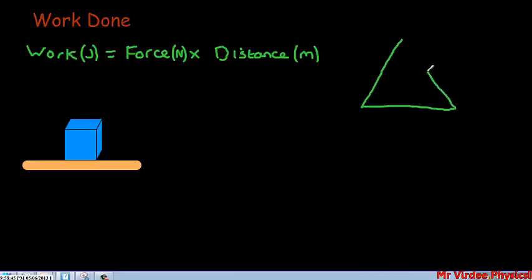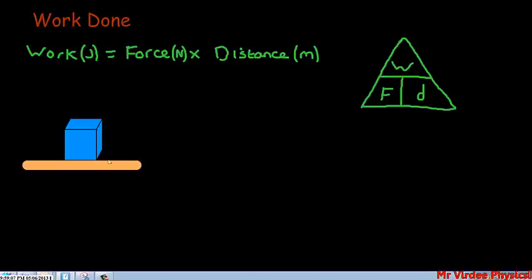Work is going to be simply force times distance, so you put work at the top of your triangle. We have force, and usually in physics distance is small d, like that. Now you're going to see that when we do work, we transfer energy to an object.